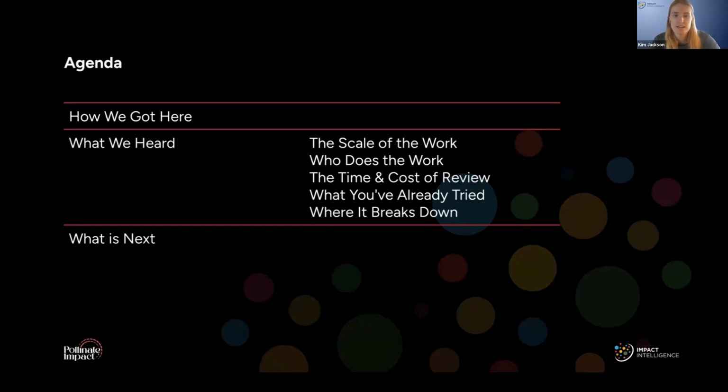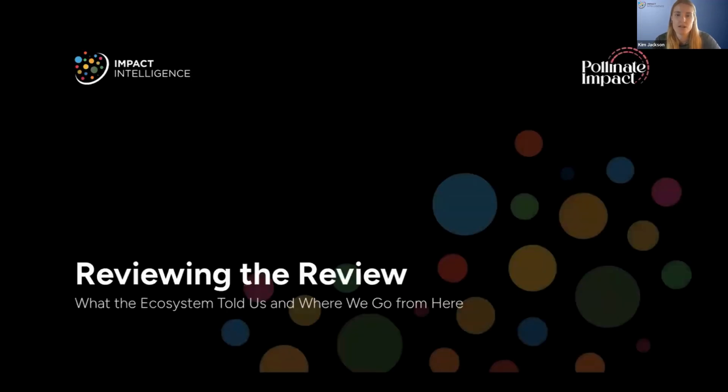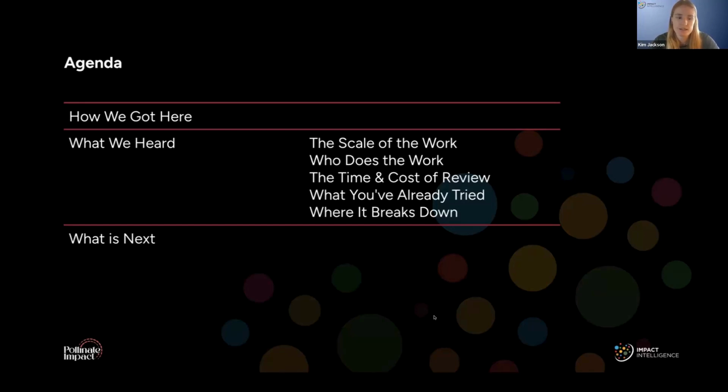So just to set the scene and talk about the aim of this study. We really wanted to understand and map the operational and resource implications of application screening and selection across the ecosystem. And so we asked you, the incubators, for your perspectives on your own application review process so that we could understand directly from the ecosystem and discuss how AI can help. So just to quickly go over the agenda before diving in, we'll talk about how we got here, our methodology, how the insights of the study came about, and what exactly we asked you. We'll then move on to what we heard from you: the scale of the work, who's involved, the time and cost of review, any solutions you already tried, and where it breaks down with some common friction points. And lastly, we'll wrap up with what's next and how these insights can inform the design of a solution.